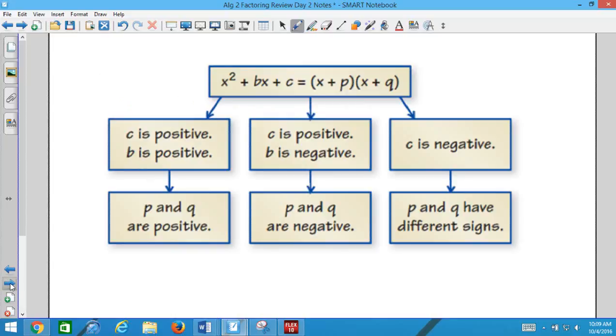Okay, so those are in your notes worked out. This is a flow chart just to help you figure out the signs if you need the help. I'm not going to read the flow chart to you, but just kind of summarize.